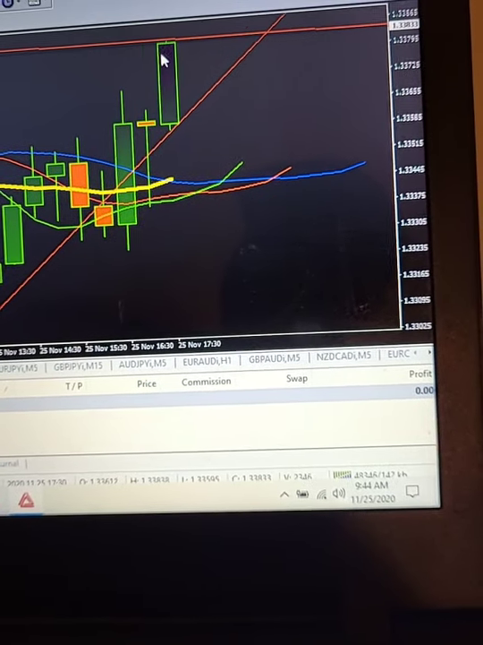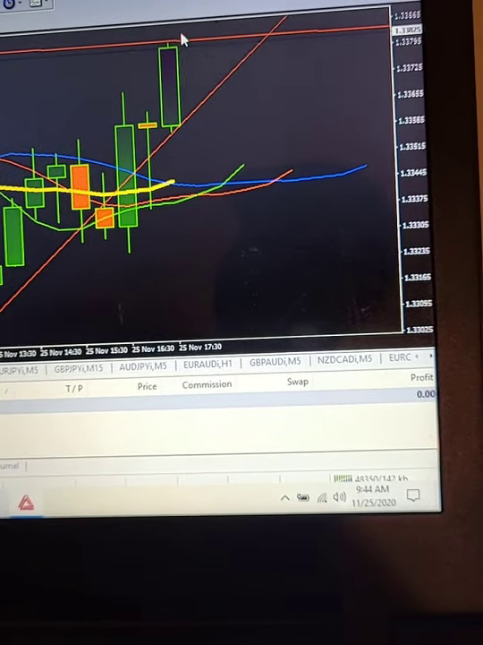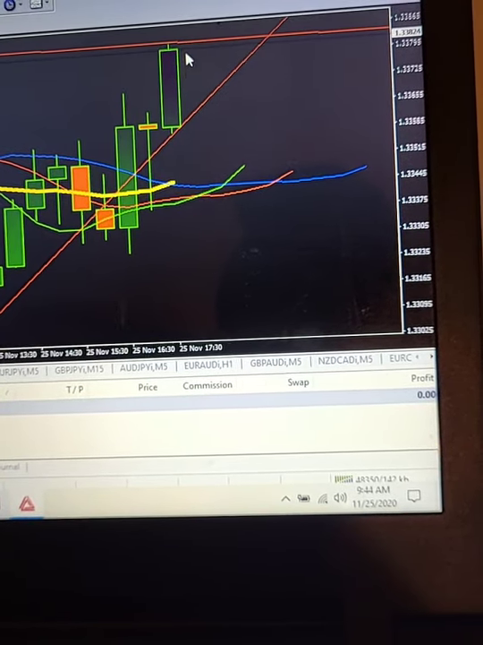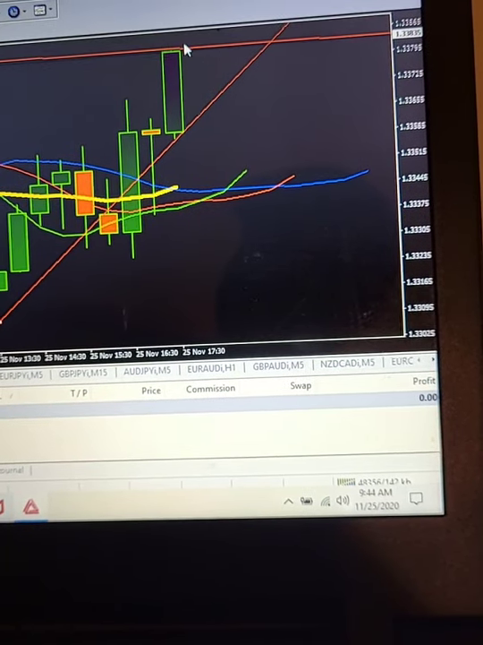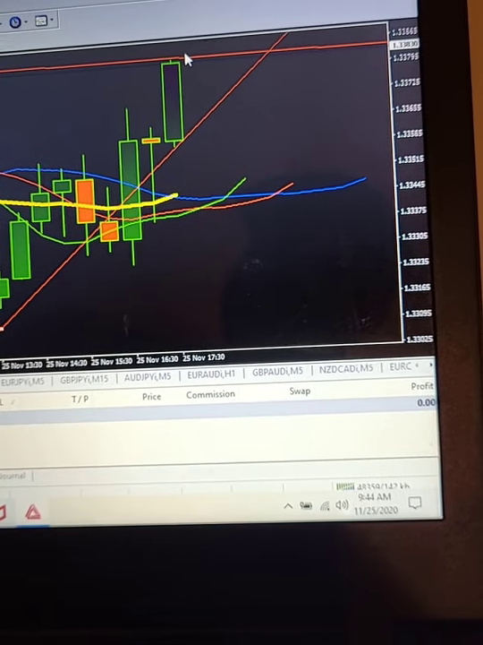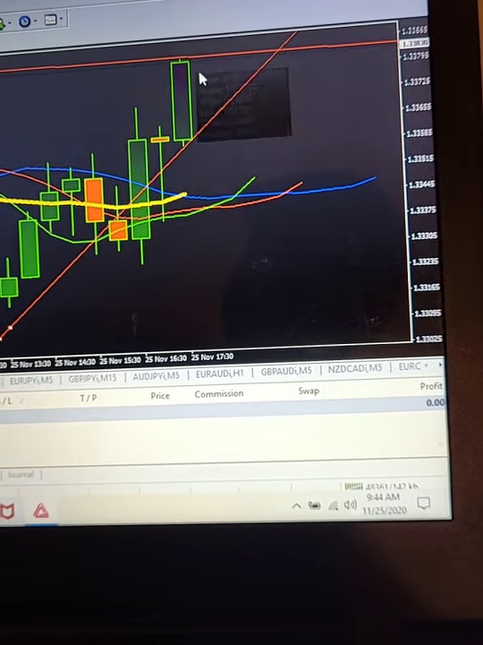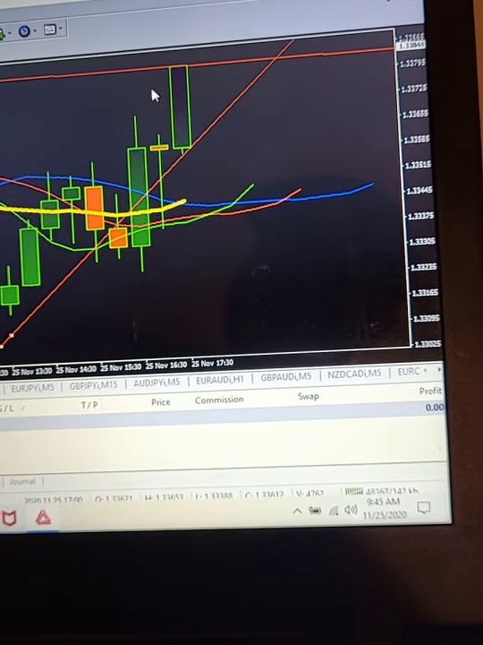All right. So as you can see, we're here already, but it hasn't passed our resistance. If it passes this, we will go into a buy. But it has to pass this red line. If it passes the red line, we go in here for even more money. I believe we're going to do it.